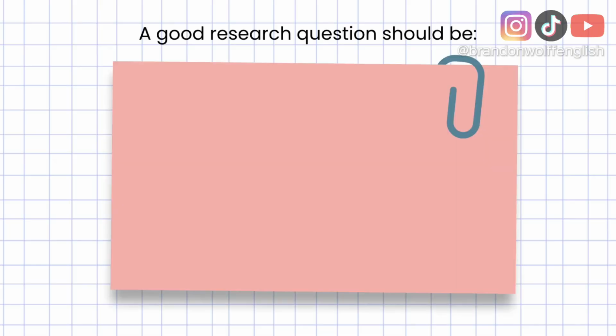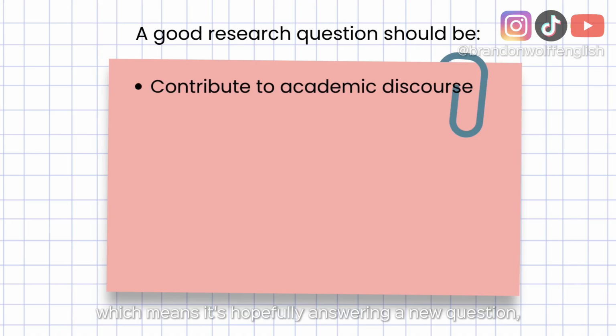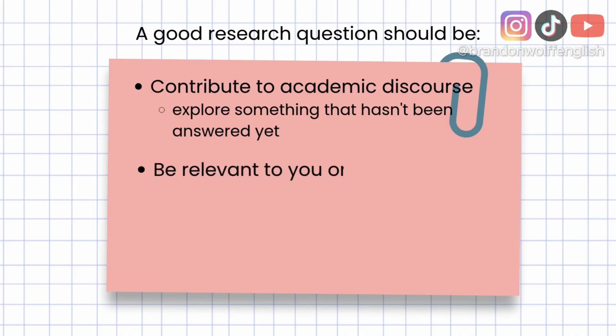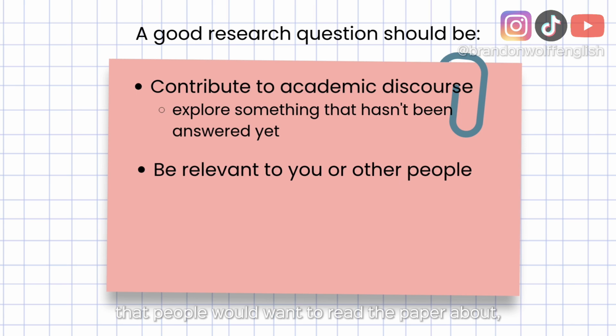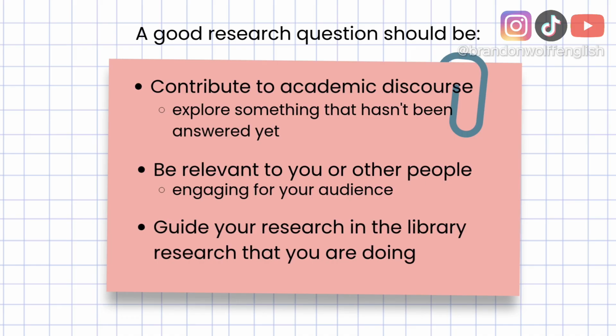good paper. A good research question is going to contribute to academic discourse, which means it's hopefully answering a new question, something that hasn't already been answered. It's a topic that is relevant to you or other people, something that people would want to read the paper about, because your research question should guide the library research that you are doing.